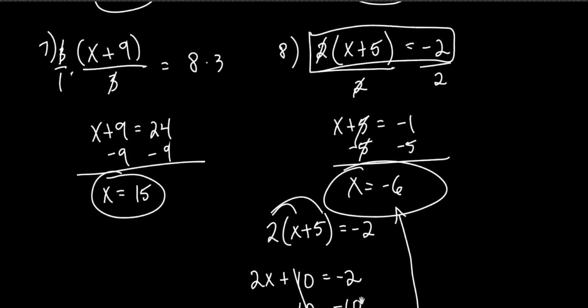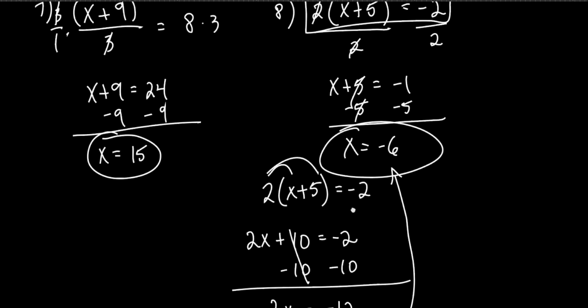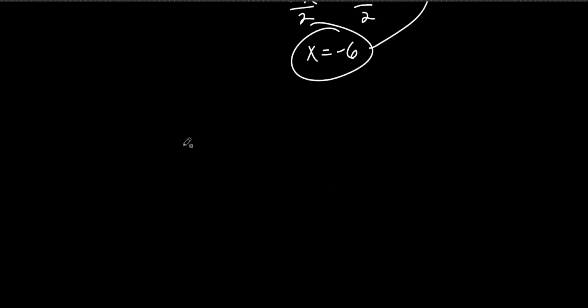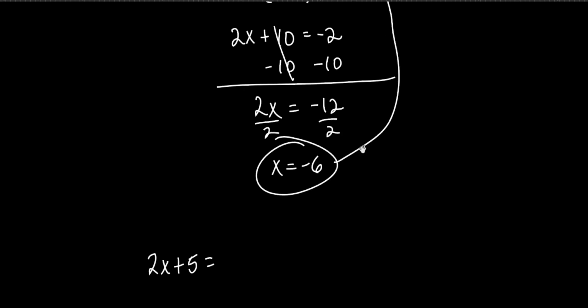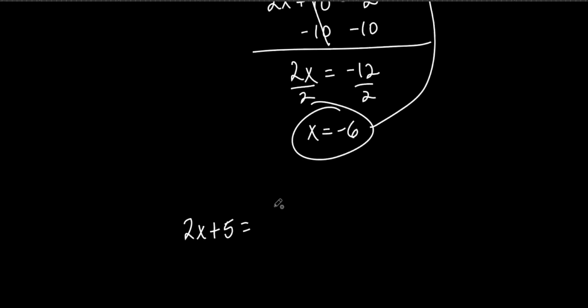What if it was this, though? What if it was 2x plus 5? What was that equal to? -2. What about this? Is this the same as what we just finished doing? No. It's not, because that 2 is only being multiplied by what? The x, and not by the 5 here.